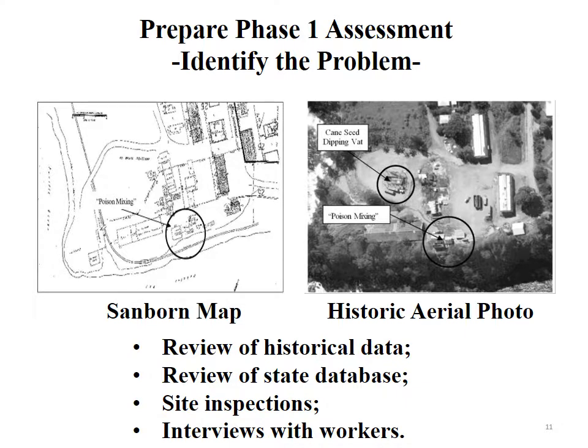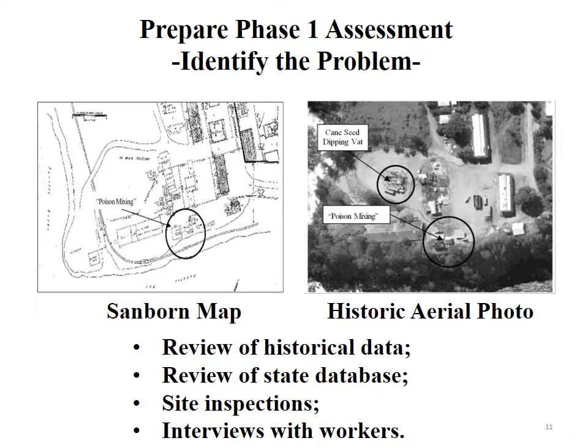In the example given here, a poison shed is identified on a Sanborn map, and then we could go to the corresponding historical photo, find that poison mixing shed, and so we can target that for sampling. And then also shown on the map was a cane seed dipping vat in which mercury issues and other fungicide related chemicals could be of concern. So again, the Sanborn maps and historical aerial photos have been critical in identifying problems.